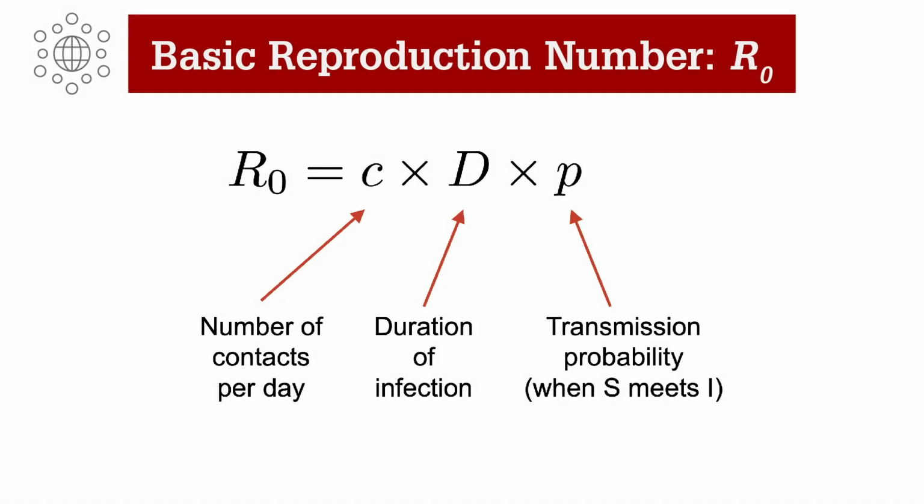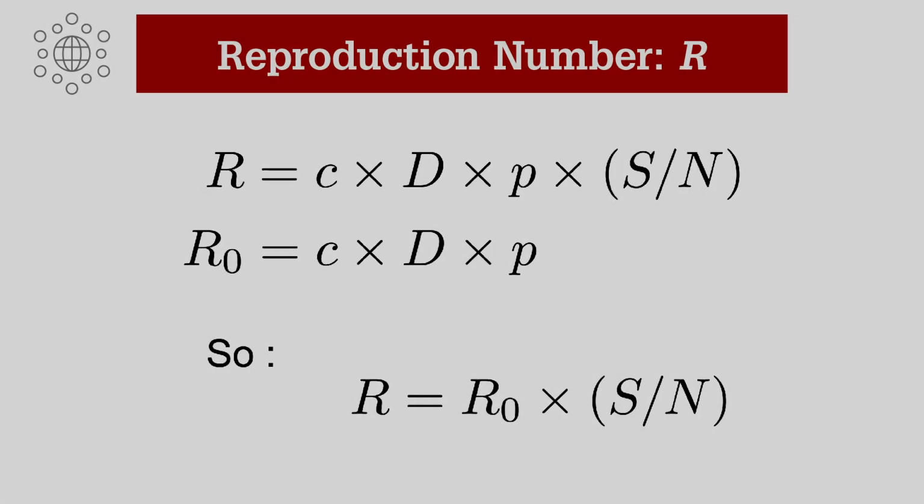The largest value of the reproduction number happens early during an outbreak when almost the entire population is susceptible. In that case, S over N is approximately equal to 1, and we have that R is equal to C times D times P. We call this value the basic reproduction number, R0. Combining the two equations for R and R0, we see that the reproduction number R is simply the basic reproduction number multiplied by the susceptible fraction. So R is R0 times S over N.